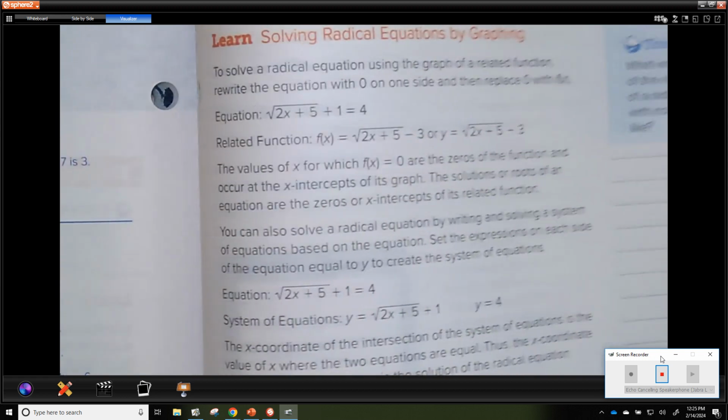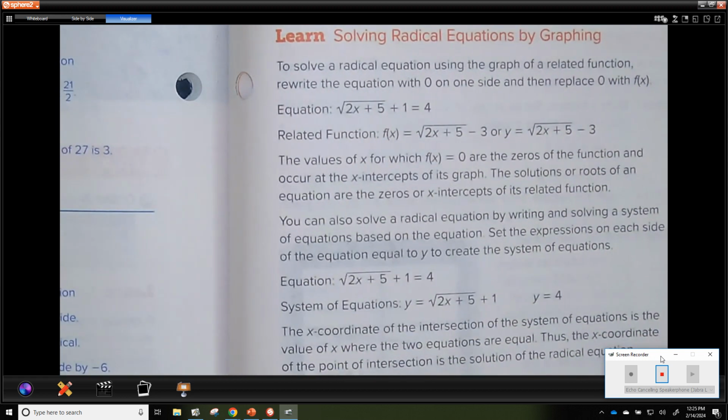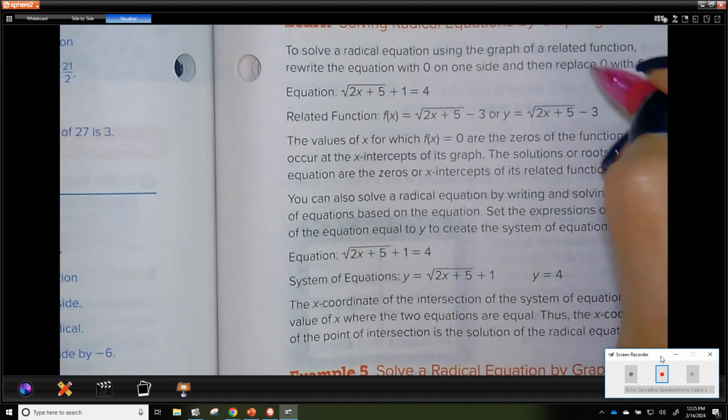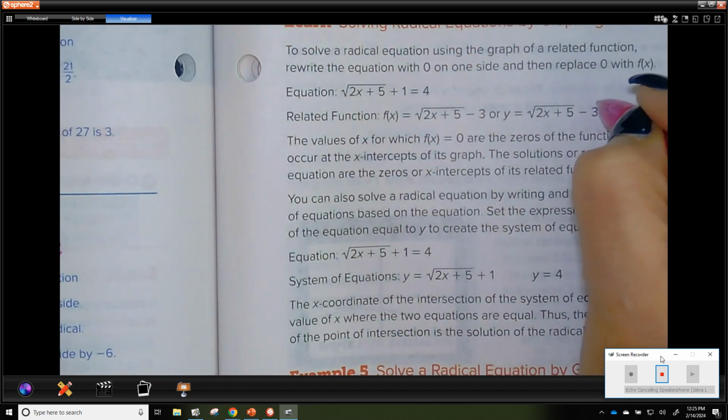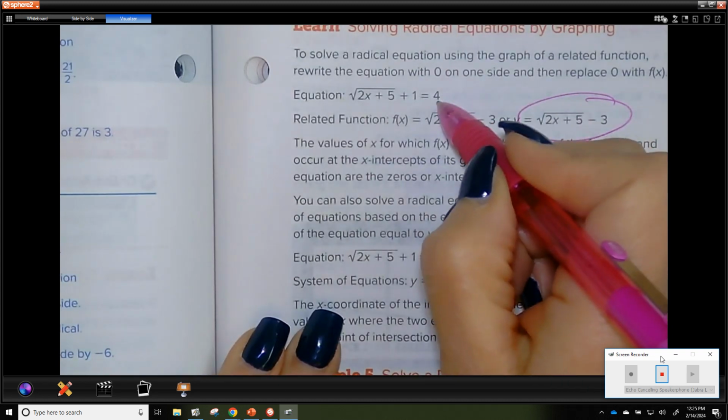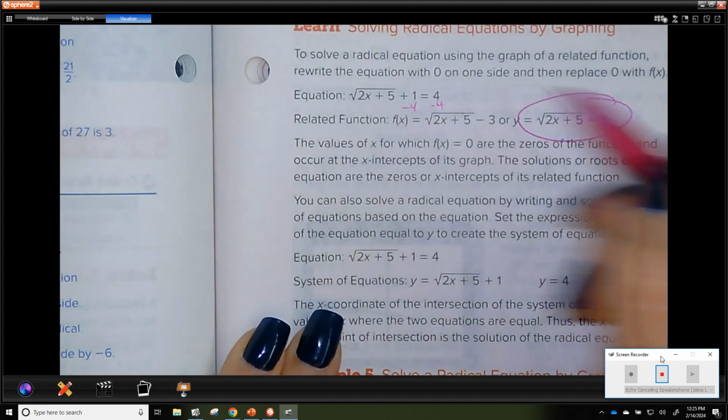Okay, now I'm going to show you how to solve them with calculators. So on the top of page 345, I'm going to graph this to show you. Remember, you need to get 0 on one side in order to graph it.